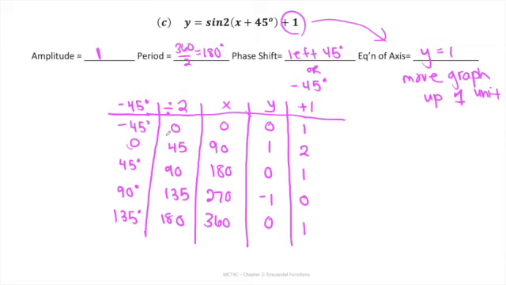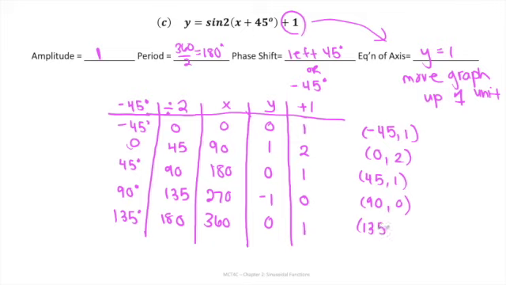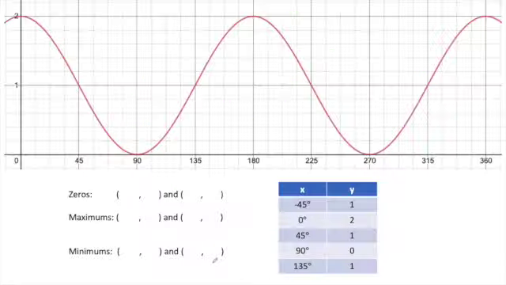Okay, then you read from the outside, so your points are negative 45 and 1, 0 and 2, 45 and 1, 90 and 0, 135 and 1. Okay, so read from the outside in, and you get to ignore all these 3 middle columns. Okay, so copy that out, make sure you have that, and then you can attempt your graph.